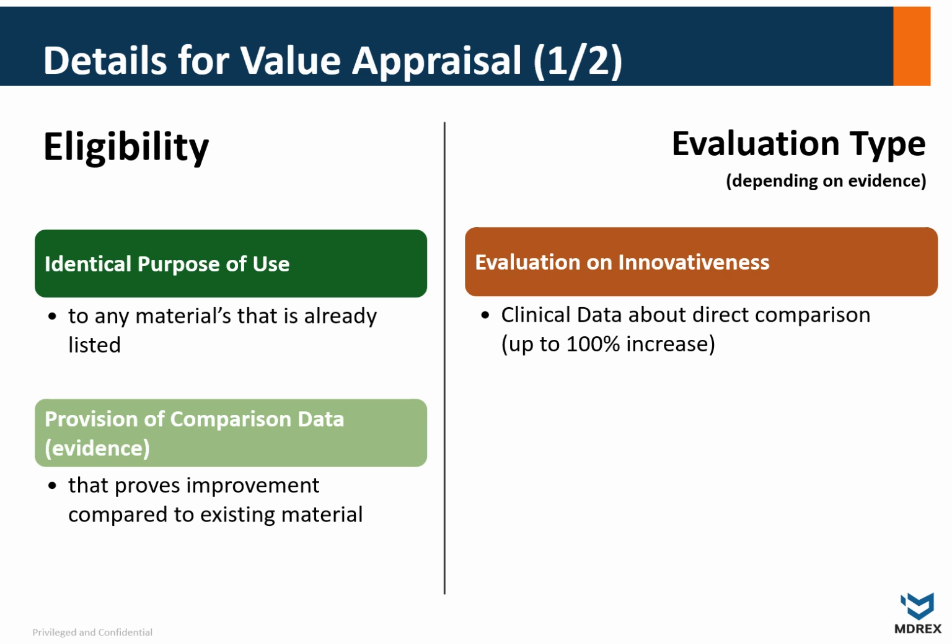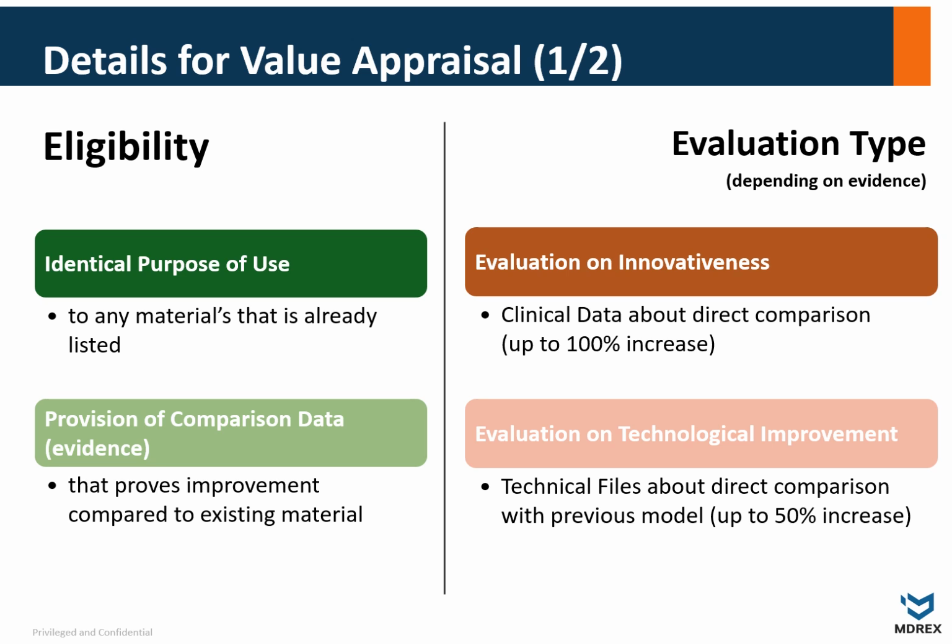The second type is evaluation on technological improvement. This evaluation requires technical files with technical data that shows improvements compared to existing materials. Published clinical data that is not peer-reviewed, or preclinical, in vivo, in vitro studies can also be submitted as evidence. For this track, a 10 to 50% increase can be made as add-on. So from the previous example that I brought, 11 to 15 US dollars can be determined.